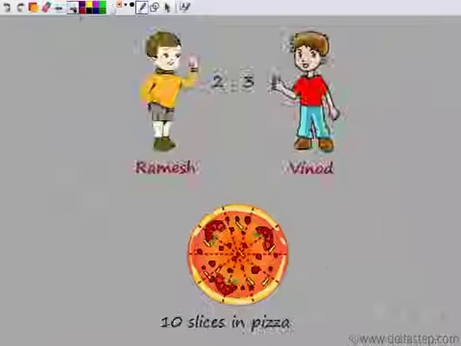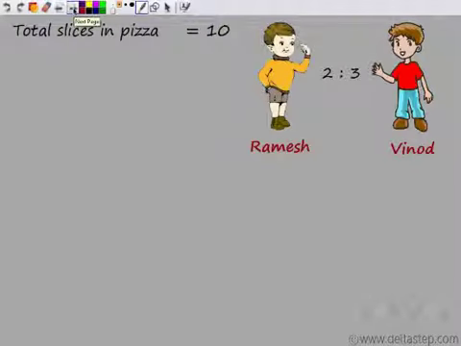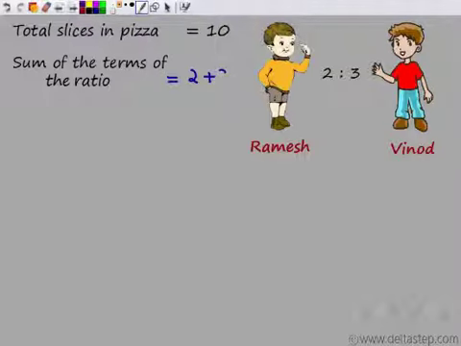I also know that the pizza has 10 slices. Now I want to find the share of Vinod. How many slices would Vinod get? This is what I need to find. So we know that the pizza has 10 slices. We know that for Ramesh to Vinod the ratio is 2 is to 3. That is, the money they contributed is in the ratio 2 is to 3, and they would have the pizza in the same ratio. So how many slices would Vinod get? The sum of the terms of the ratio is 2 plus 3, which is 5.